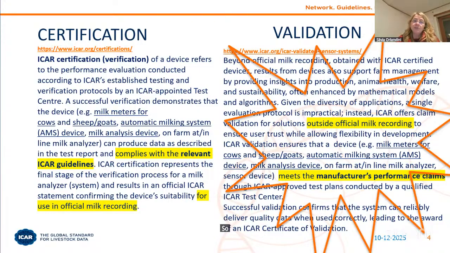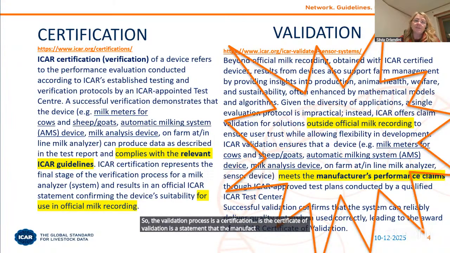So the validation process is a certification; the certificate of validation is a statement that the manufacturer's performance claims are fulfilled. Next slide, please.